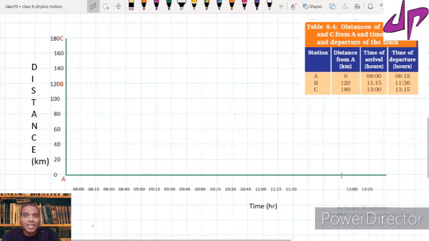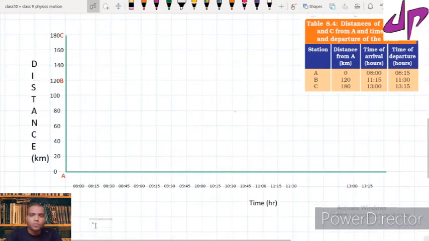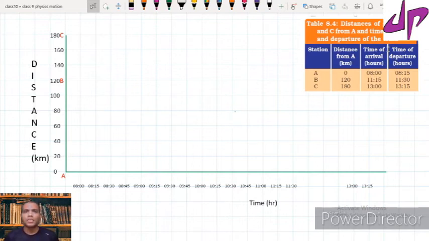Plot a distance versus time graph for the given table. This is one of the NCERT problems. Let us draw the distance versus time graph for a train. These are the details from table 8.4: distances of stations B and C from A and time intervals and departure of a train. According to the given details, a train is moving to different stations.